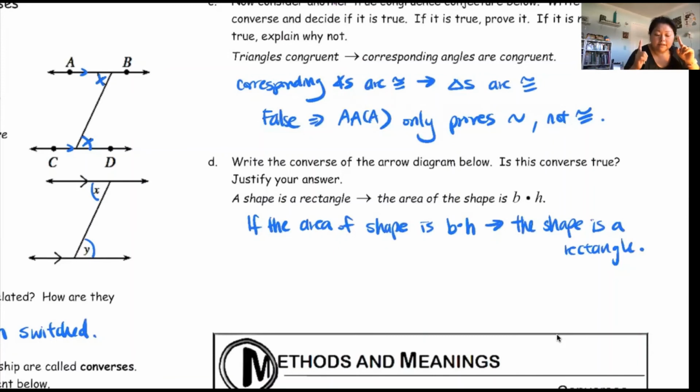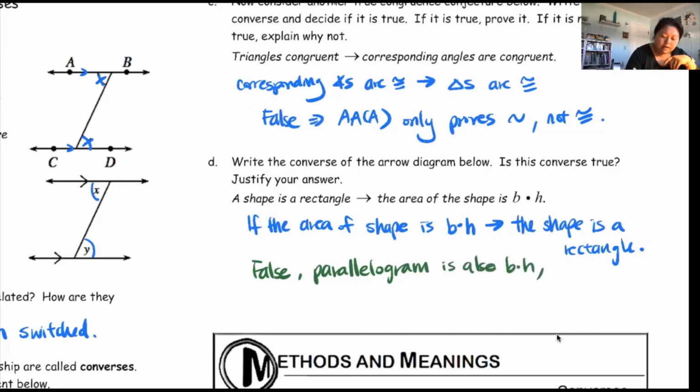Think, pause, think, and the answer is false. There's another shape that is not a rectangle but also base times height. So I say false, and if you recall who else has a base times height? Parallelogram. I always have to pause a little bit before I spell out parallelogram. Parallelogram is also base times height, but not a rectangle. Not always a rectangle. Okay?